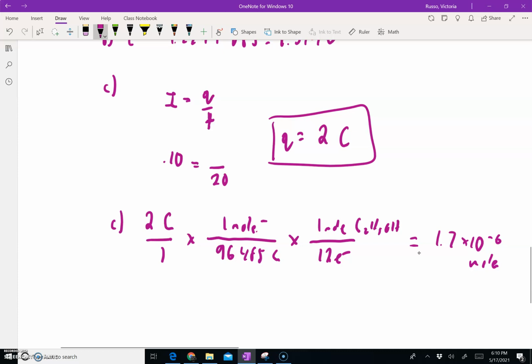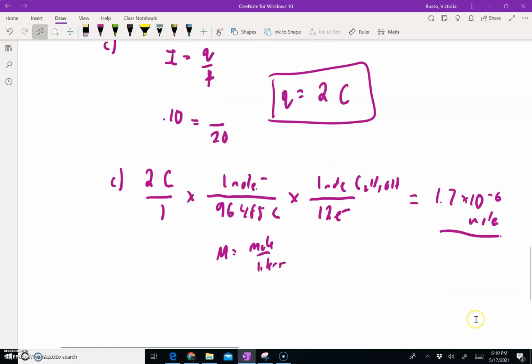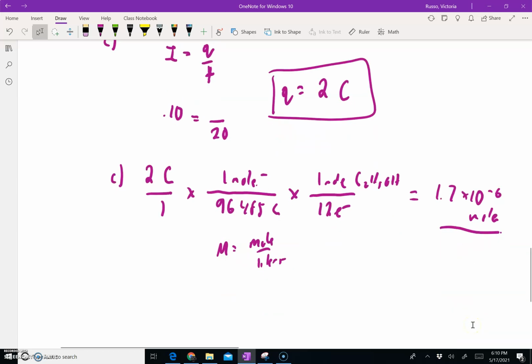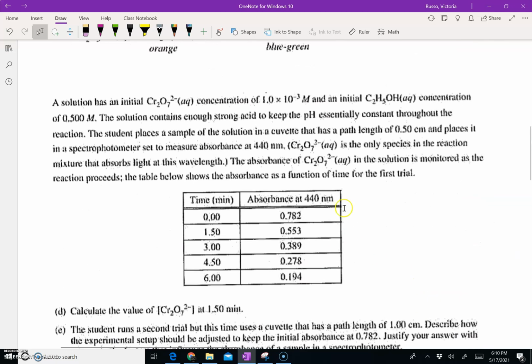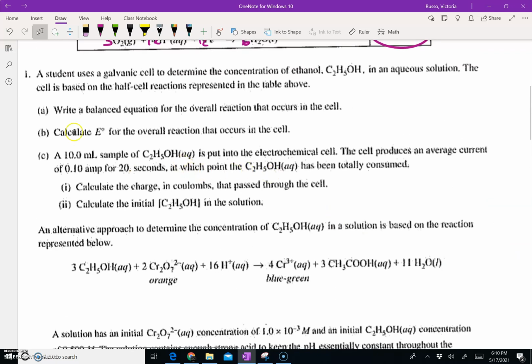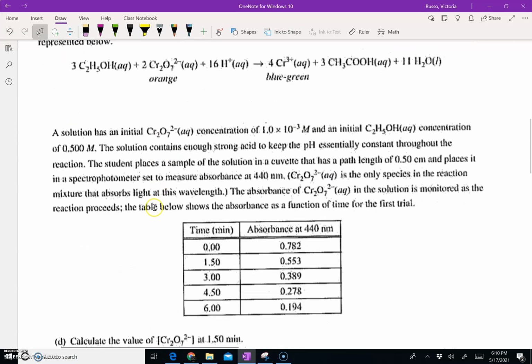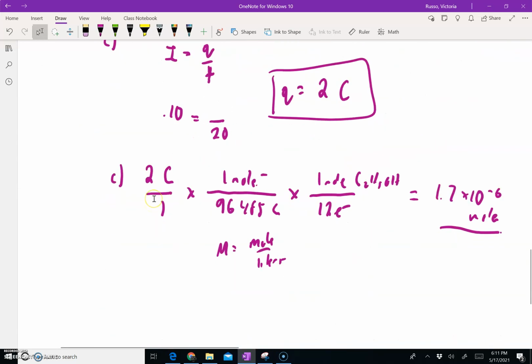That's the moles, and they want the molarity, and we know molarity is moles over liters. So we can take this number here, that's the moles, and the units cancel, and divide it by 10 milliliters. If you look up here, it said 10 milliliters right here. So we divide that by 0.01 liters, and we end up getting, if I sig fig correctly, 7.1 times 10 to the negative 4 M for D.